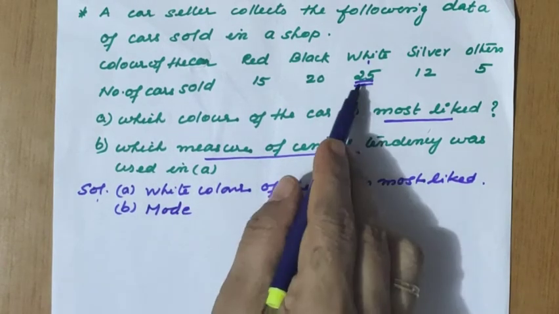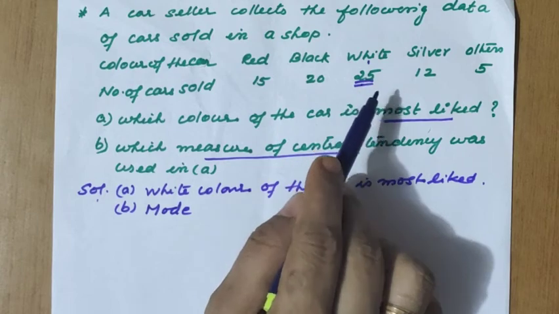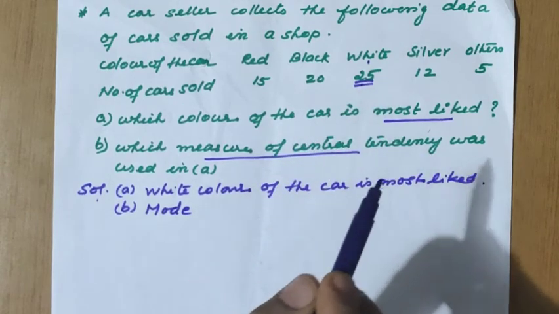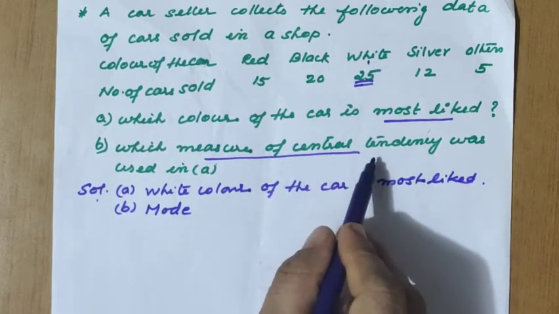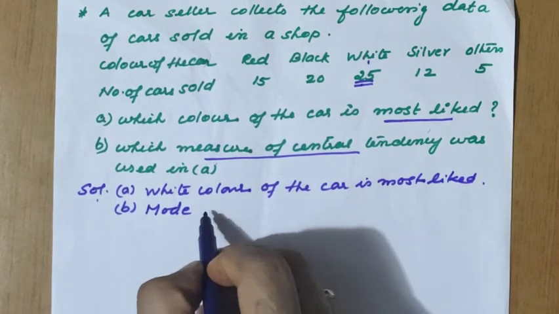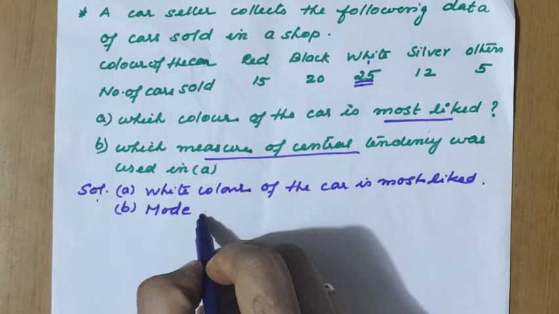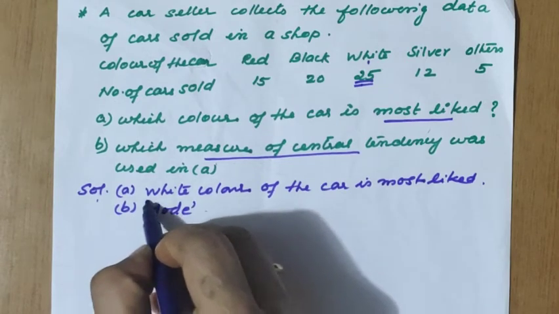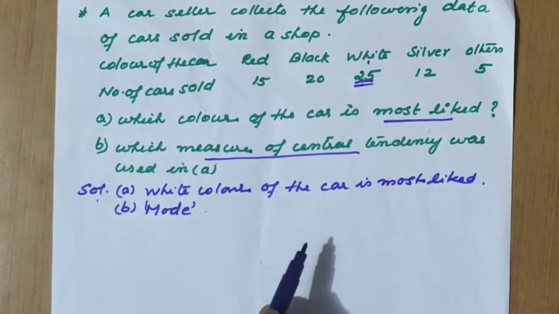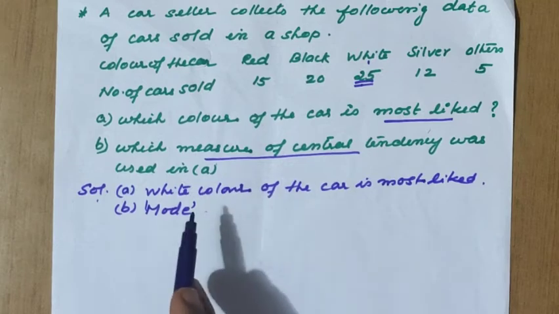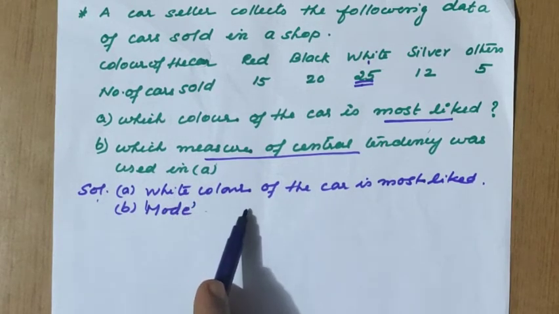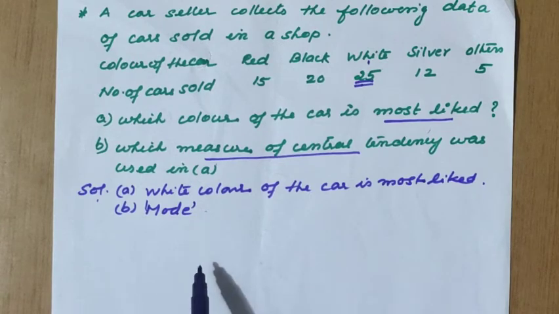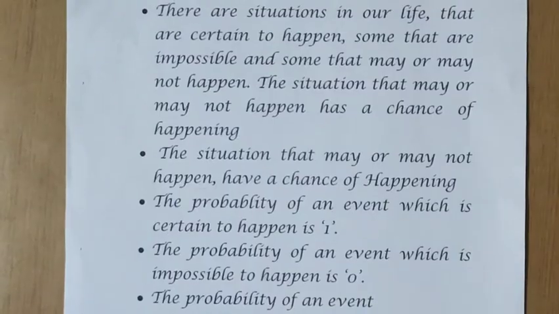Right, that is 25 times the white car is there. So 25 means the maximum number of repeated score, that is mode is the concept. So mode is the measure of central tendency we have used here. Okay. So these are the two answers, which we can write directly by mere inspection. So white color is the first answer and the second answer is mode.